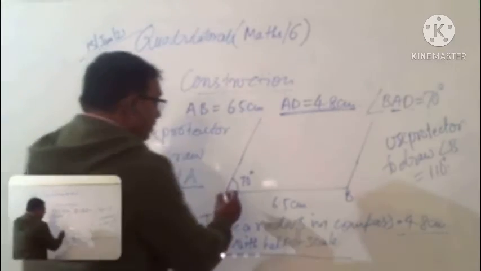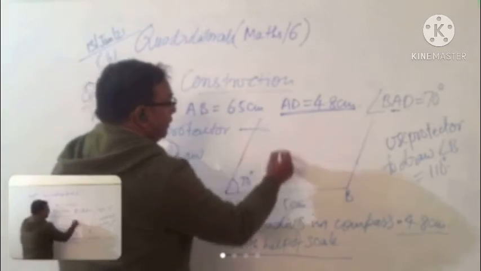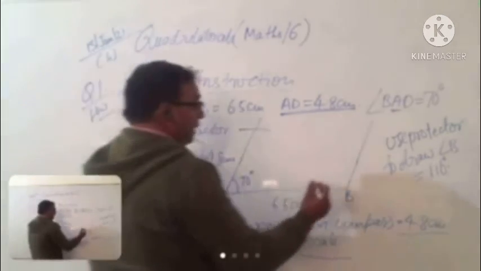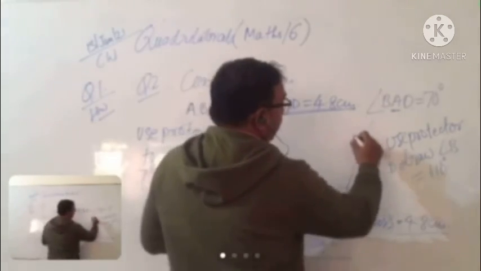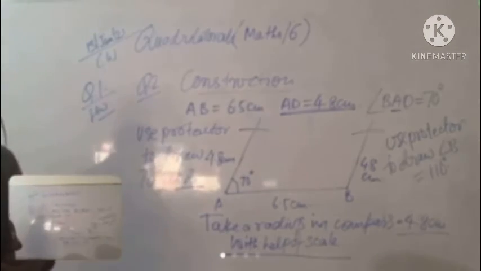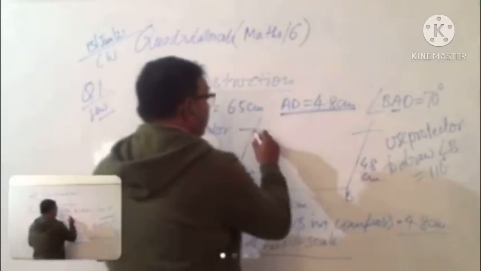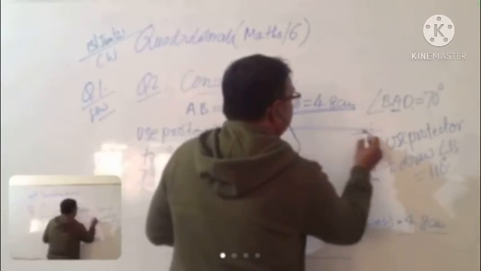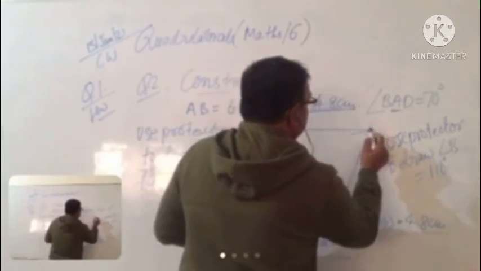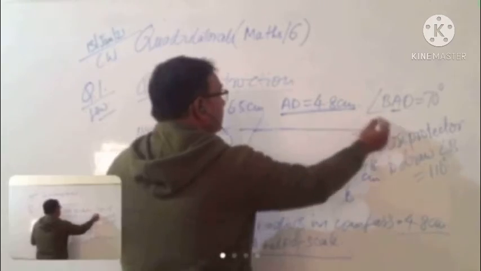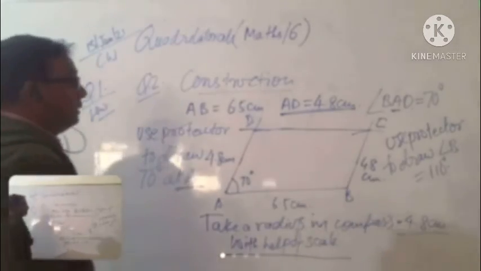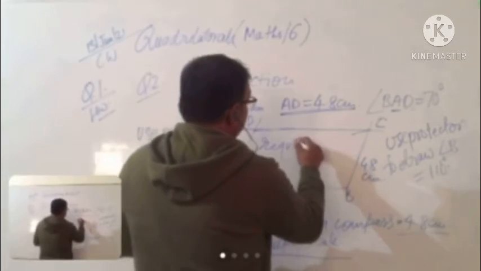Clear? Put a compass on angle A and cut 4.8, which is equal to BC. Also opposite sides are equal, so you can take a radius, or you can put a compass on B and cut an arc of 4.8 and join these two arcs and mark the point C, C and D. Now ABCD is a parallelogram constructed.